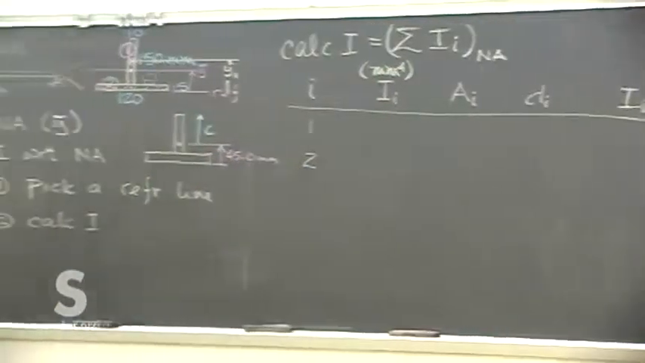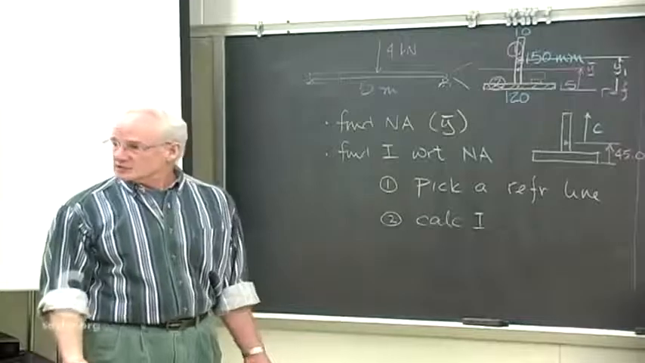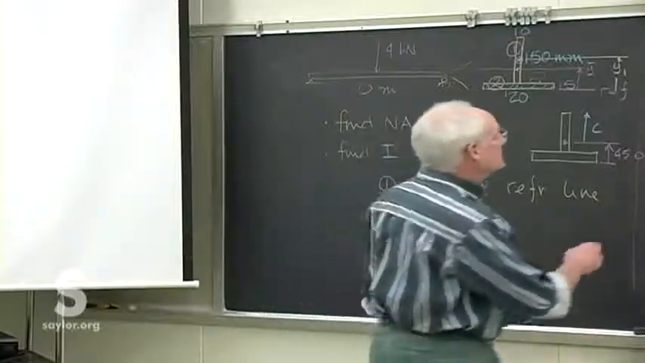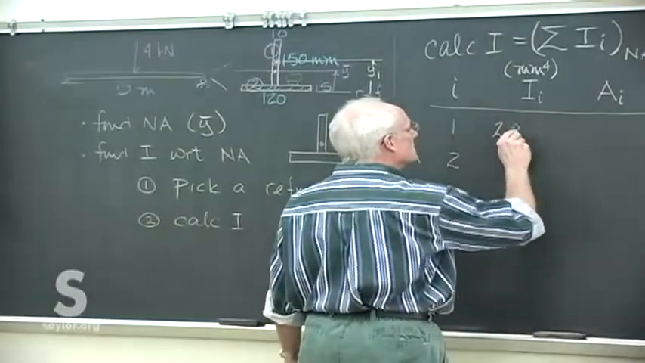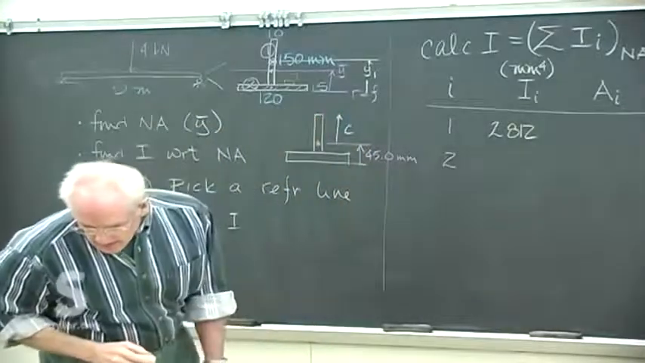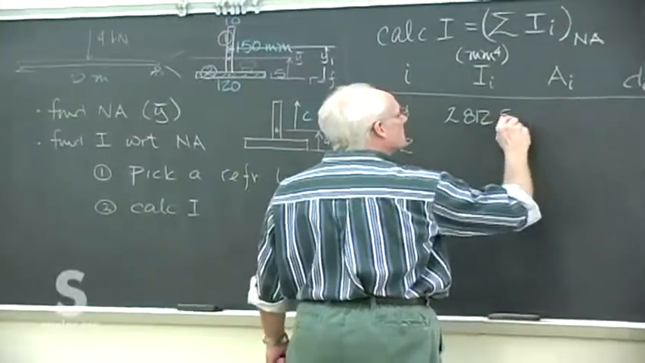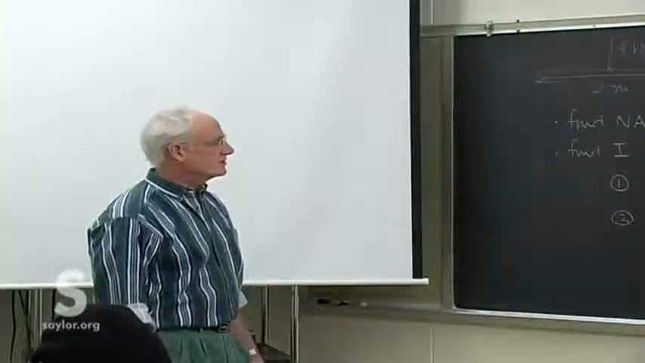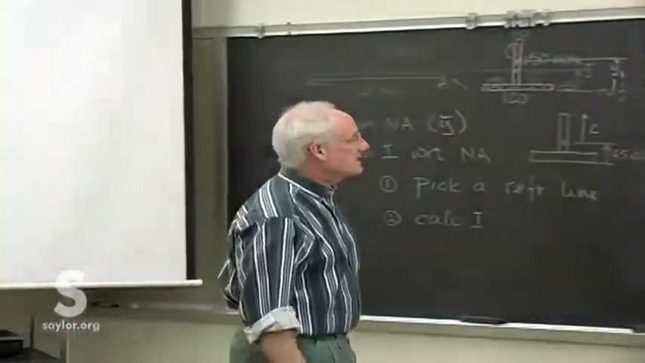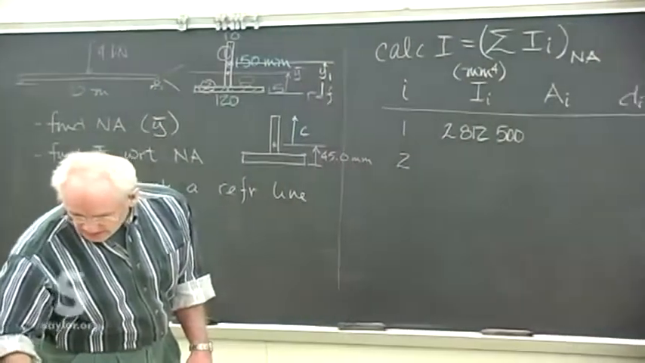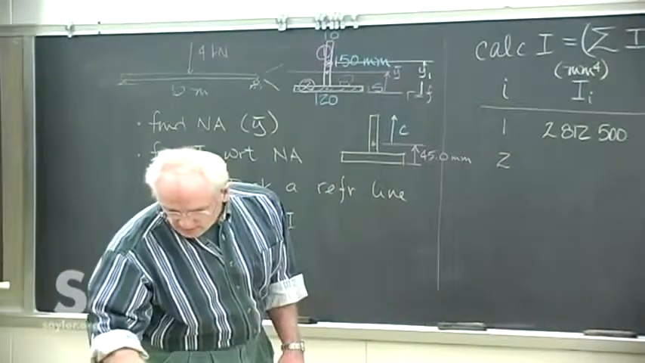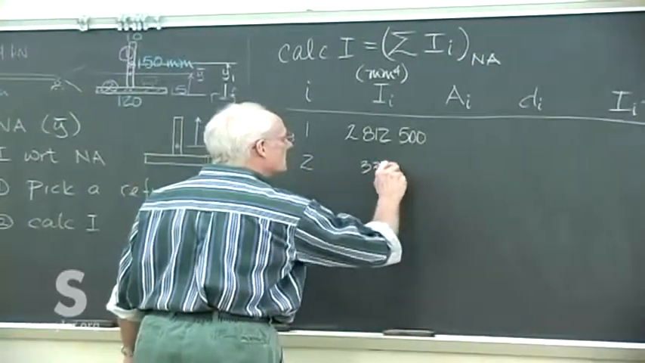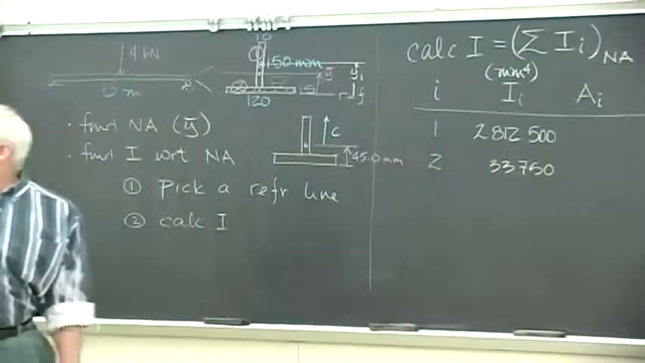So we just have 2 rectangular solids. We figure out their own centroidal moments of inertia. That's the values right out of the book, just using the calculations there. So you can double check these. 2,812,500 millimeters to the fourth. Very big number just because we're using millimeters. Remember, that's right out of the book, just using, for these rectangular shapes, 1/12 b h cubed. This one's 33,750.